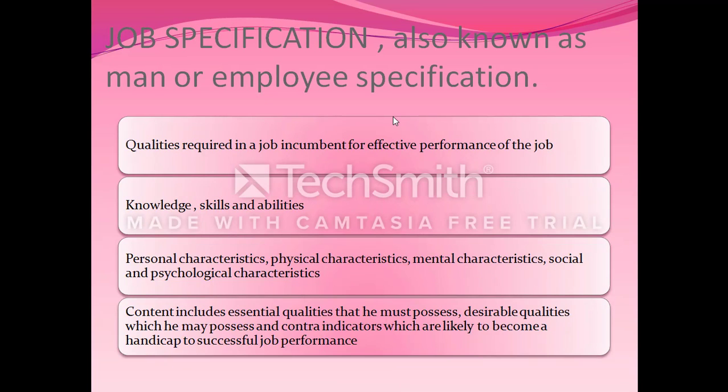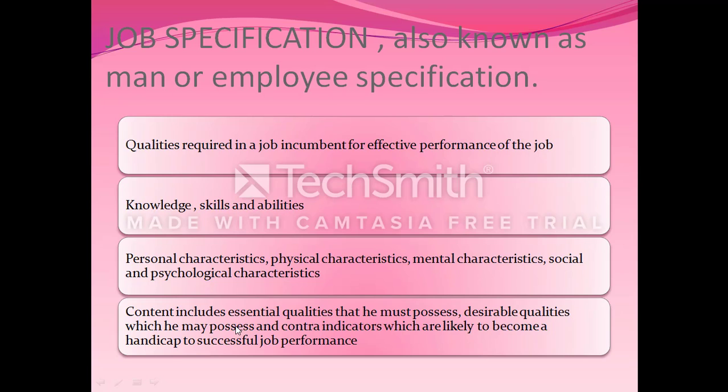Now comes job specification. Job specification, or man specification, or employee specification, is about the requirement of the job, not about the person who is holding the job right now. We are just talking about the requirement of the job about the person. So what are the qualities that are required? Knowledge, skills and abilities, personal characteristics, physical characteristics, mental characteristics, and psychological characteristics.